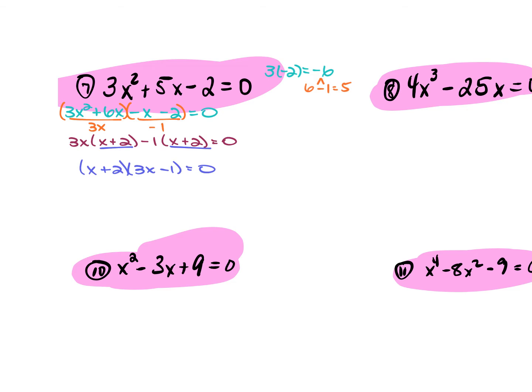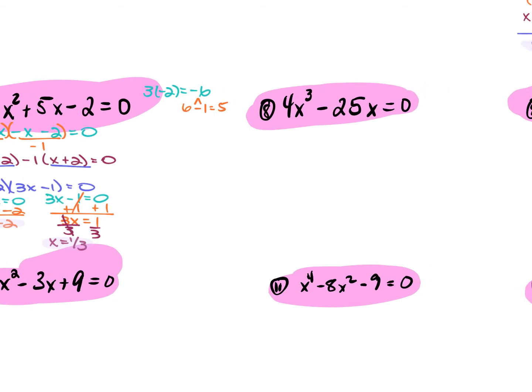So from here, we're going to set each part equal to 0 and solve. So x plus 2 is equal to 0. 3x minus 1 is equal to 0. Subtract your 2 from each side. You get x is equal to negative 2. Add your 1 to both sides. You have 3x is equal to 1. Then divide each side by the 3. And you get that x is also 1/3. So negative 2 and positive 1/3 for your answers.